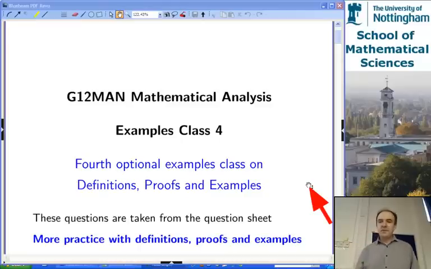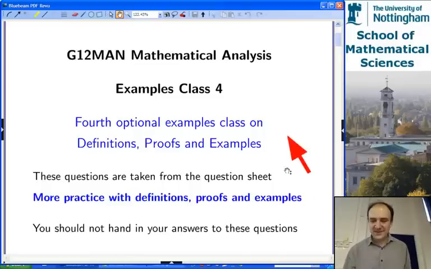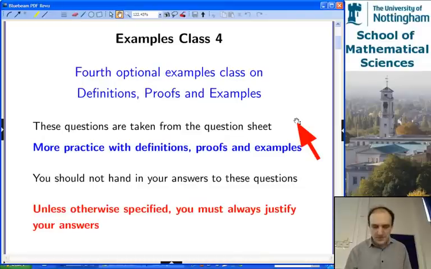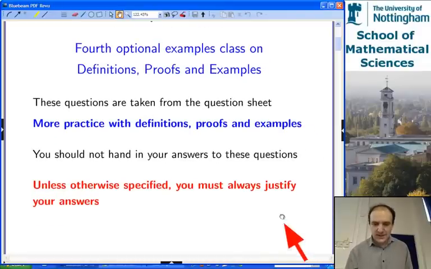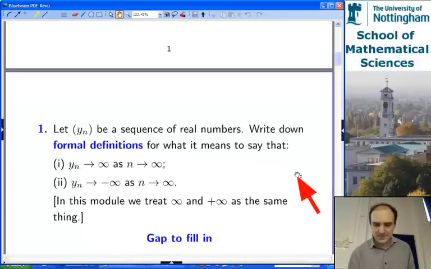So, welcome to the fourth of our optional examples classes on definitions, proofs and examples. We've been adding questions gradually, so I'm up to 58 questions on the definitions, proofs and examples question sheet, which we are selecting questions from. And we're going to start with a definition for a change.